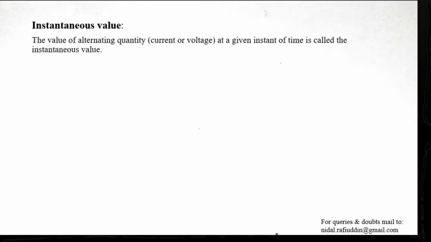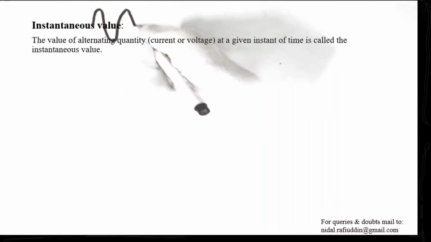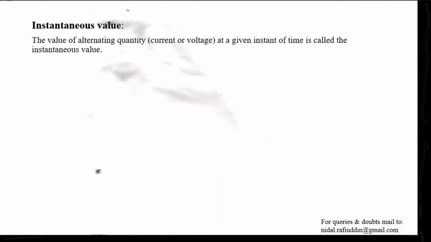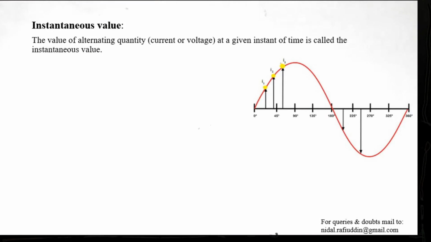Now we define the term instantaneous value. So instantaneous value are the value of alternating quantity. So alternating means that what we had been talking about. Sine wave, for example, is an alternating quantity. So the value of alternating quantity, that could be current or voltage, at a given instant of time is called the instantaneous value.